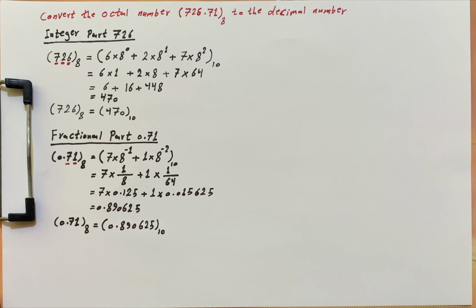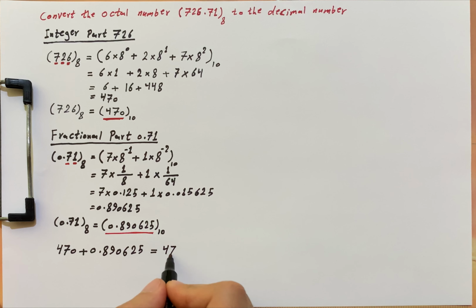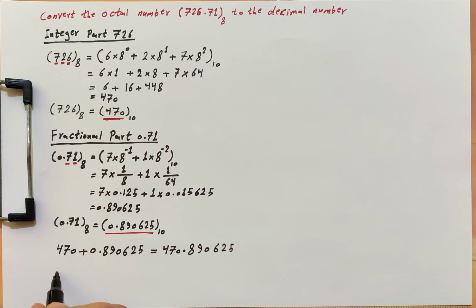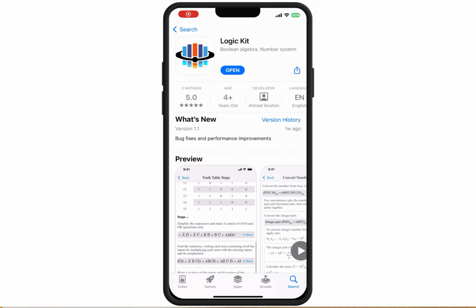Now we will add the two converted parts together. The converted integer part was 470 plus the converted fractional part, which is 0.890625. This is equal to 470.890625. So the number 726.71 in octal is equal to 470.890625 in decimal.